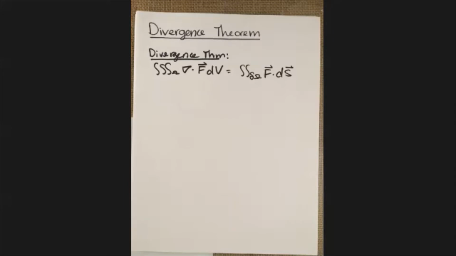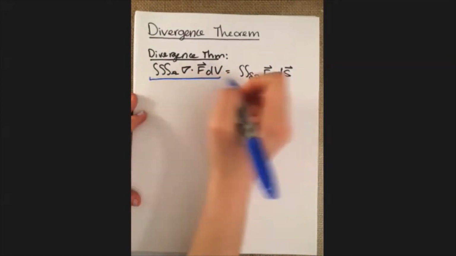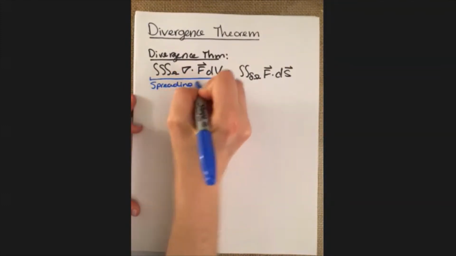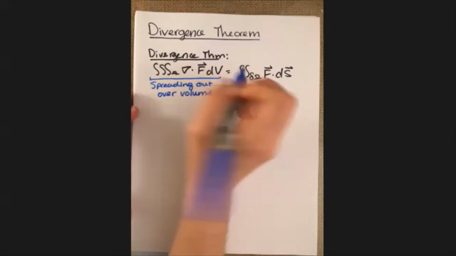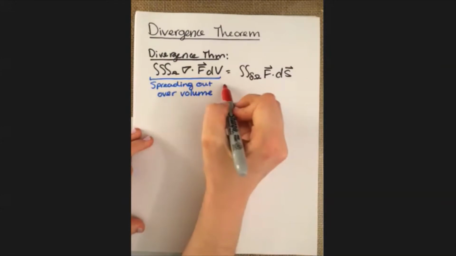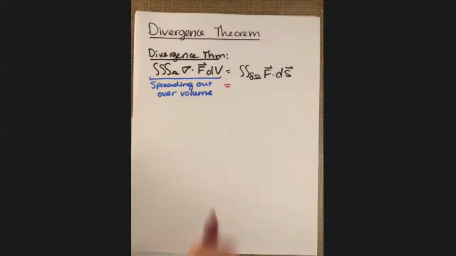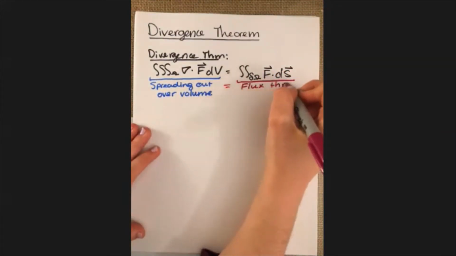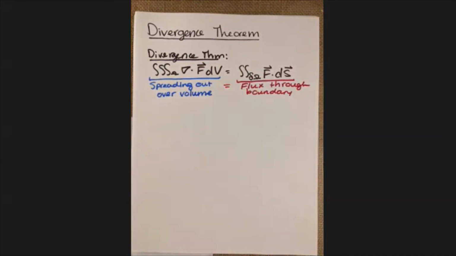But if we think about this physically, it makes sense. Really what this is saying is how much it's spreading out. So think about this as something that's spreading out over a volume. Well, that has to be equal to the flux that's going out through the boundary. And what does that mean?